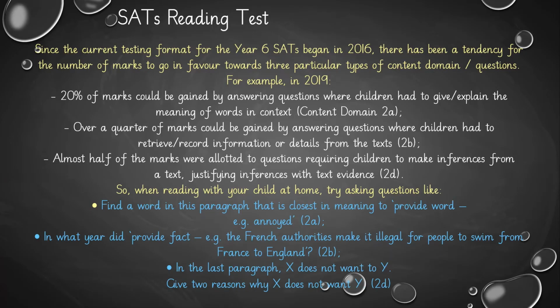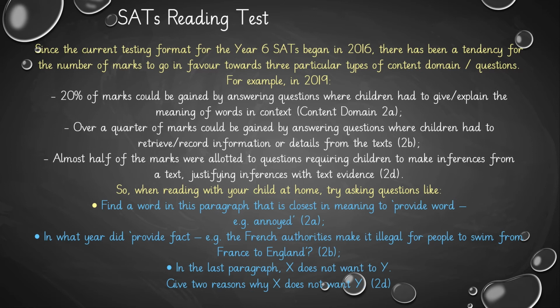Here is some further information about the SATs reading test. Since the current testing format for the Year 6 SATs began in 2016, there has been a tendency for the number of marks to go in favour towards 3 particular types of content domain or questions. For example, in 2019, 20% of marks could be gained by answering questions where children had to give or explain the meaning of words in a context.